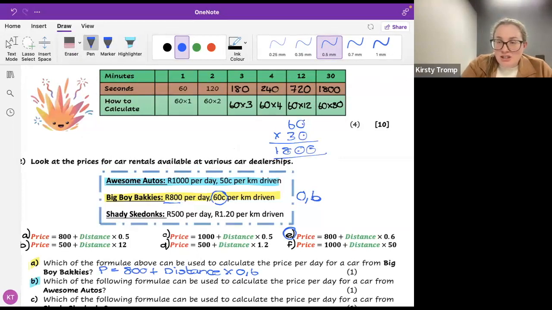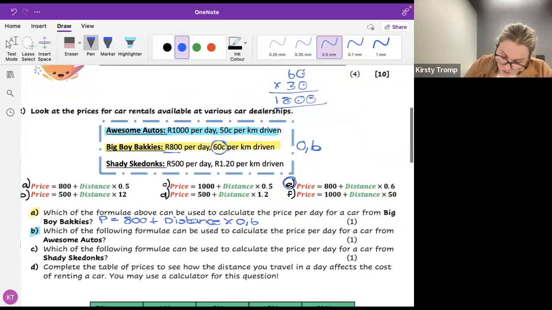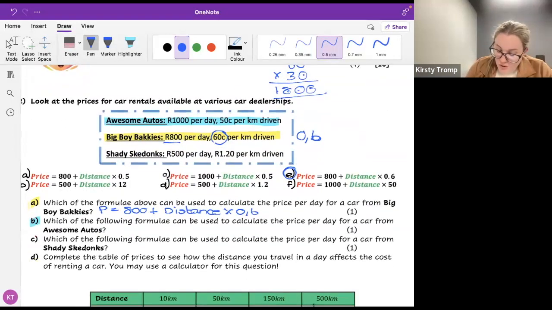Okay, Jaden, are you going to help me work out which formula was for Awesome Autos? Yes, ma'am. All right, talk to me, Jaden. So for Awesome Autos, ma'am, it's A. No, not A. It's E. Are you sure, Awesome Autos?